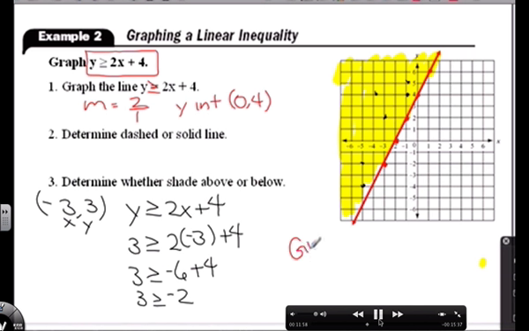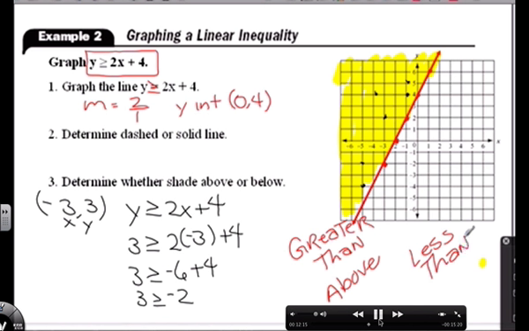So greater than, above. Less than, below. Okay? It already said in the last one to shade above the line. Perfect. Let's do more examples and see if it doesn't clear up a little bit more.